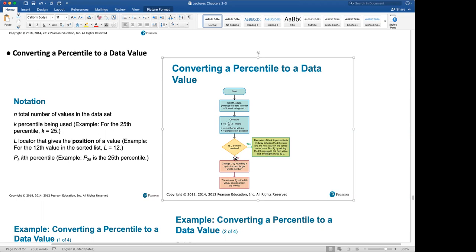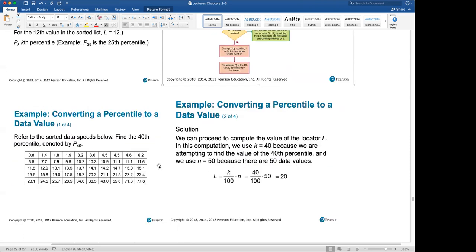If not, then change L by rounding it up to the next larger whole number. This means round up. Then the value of P sub k is the Lth value, counting from the lowest. Okay, see the example: converting a percentile to a data value.